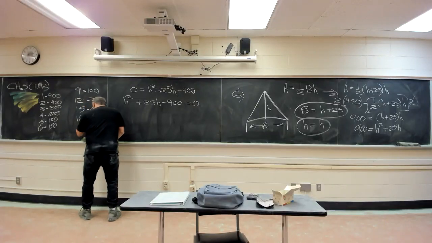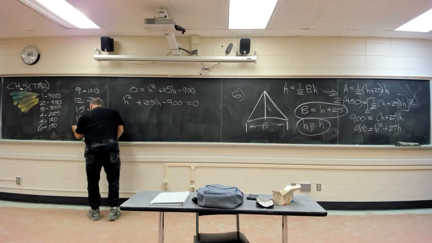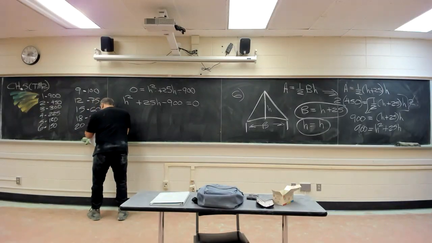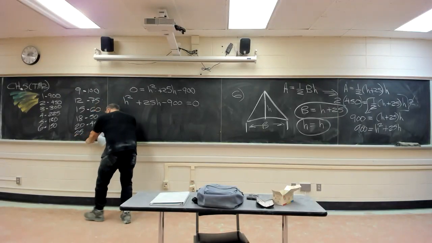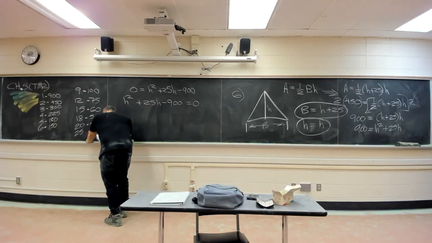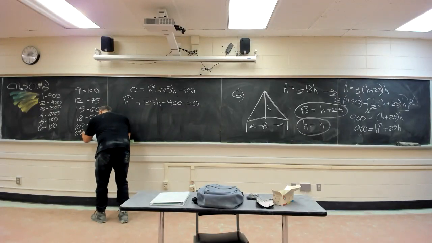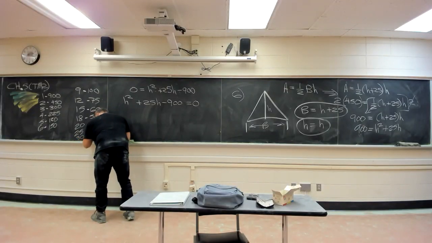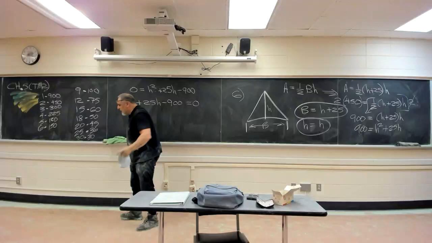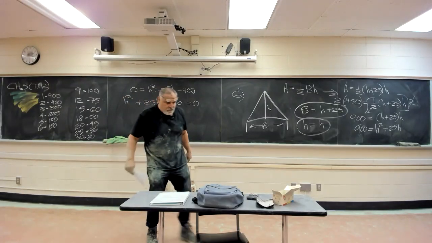18 times 50 will get you there. What else? 20 times 45 will get you there. 25 times 36 will get you there. That's something crazy. 30 times 30 will get you there. And I think it just starts reversing itself pretty much.